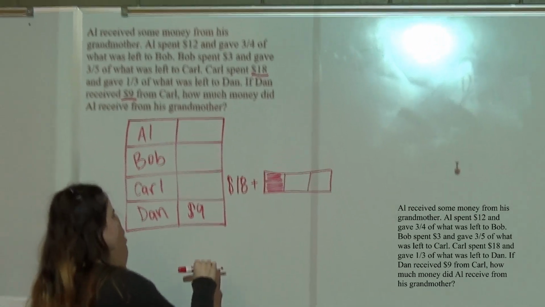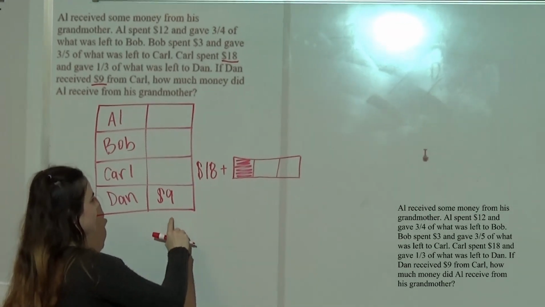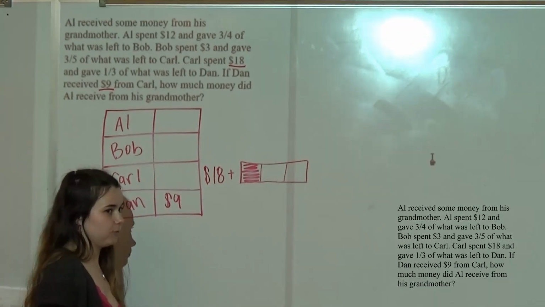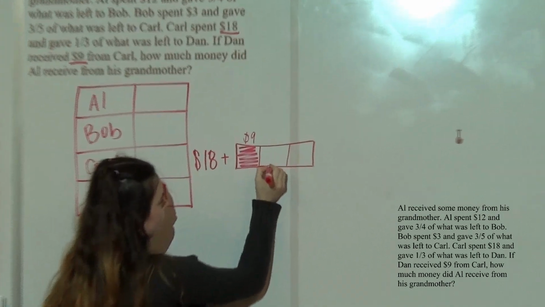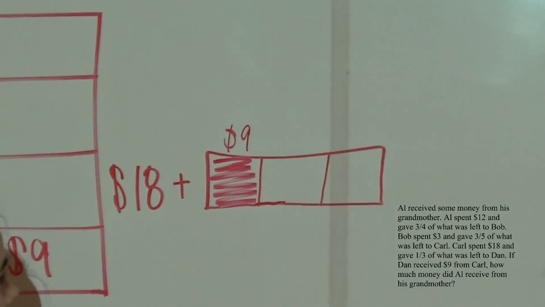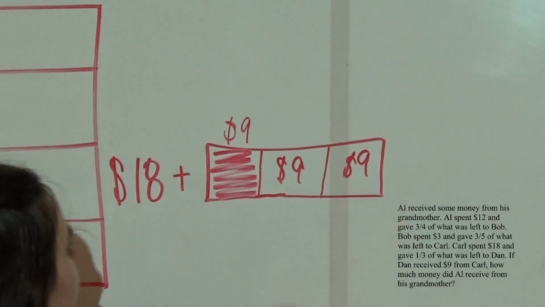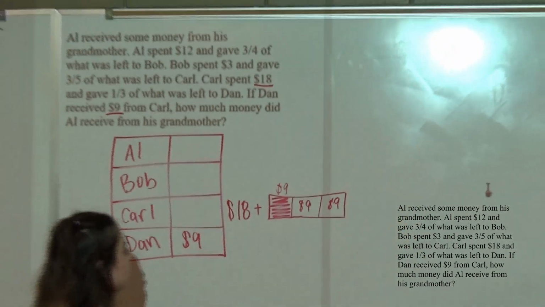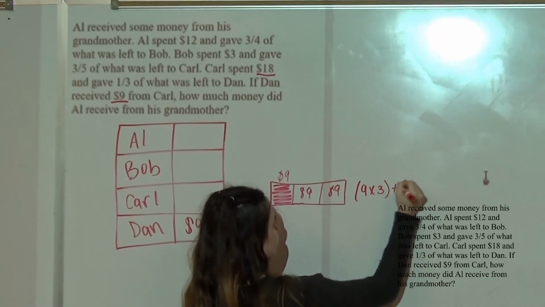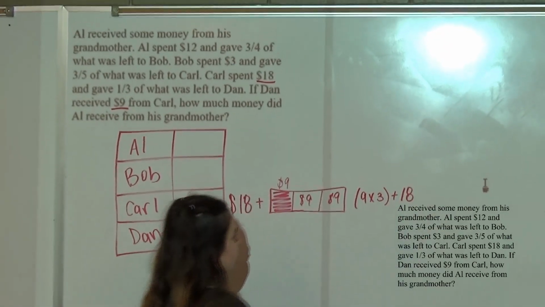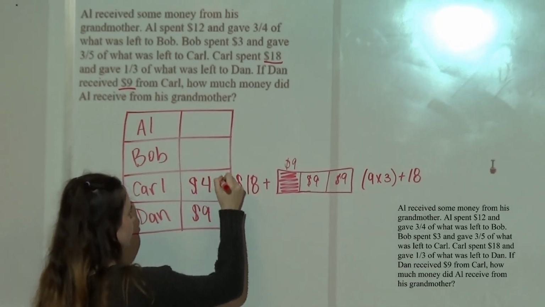We know that he gave 9 to Dan, so we can say that the 9 he gave to Dan was that 1/3. So we can already say that this is going to be 9. And since everything in a third is equal, we know that the rest of these are also 9 as well. So then to figure out how much Carl had altogether, we're just going to do 9 times 3 plus the additional 18 that he already had, which gives you 45. So we know Carl had 45.